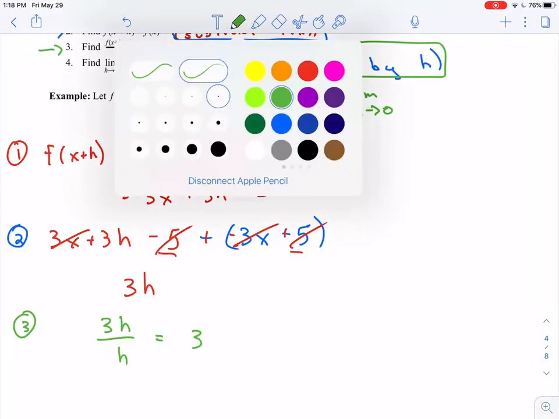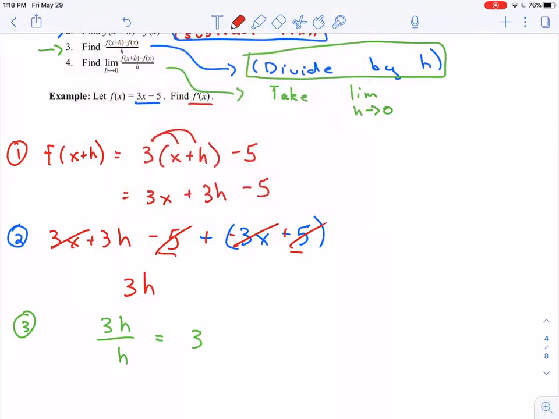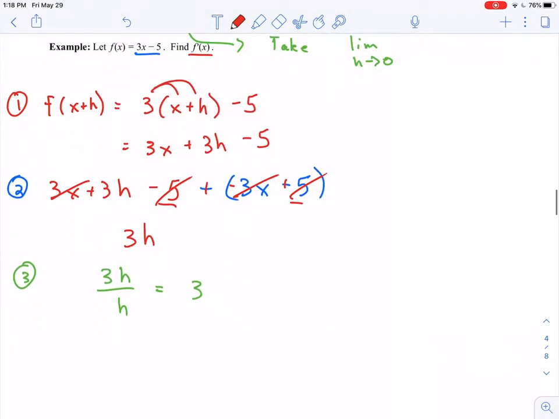Step 4 then. I want to take the limit of this result. So step 4, I'm going to take the limit as h approaches 0 of whatever I got in step 3. So here I just have 3. Well, this is just a constant, so my limit is going to be 3. This is my derivative, f prime of x.